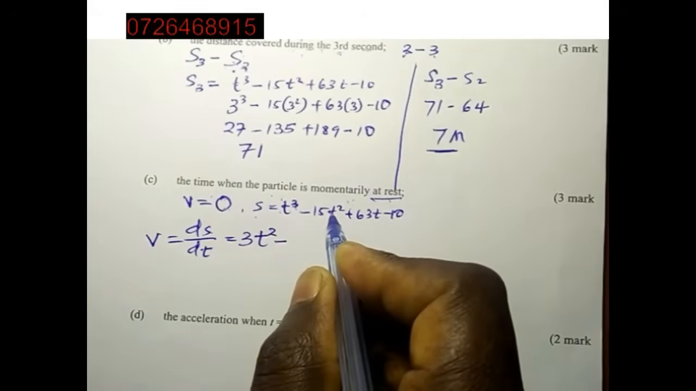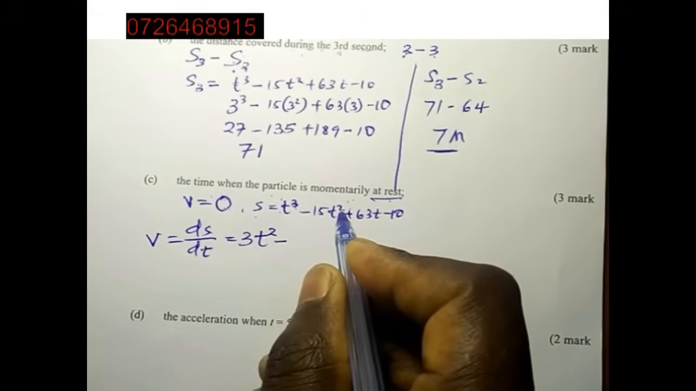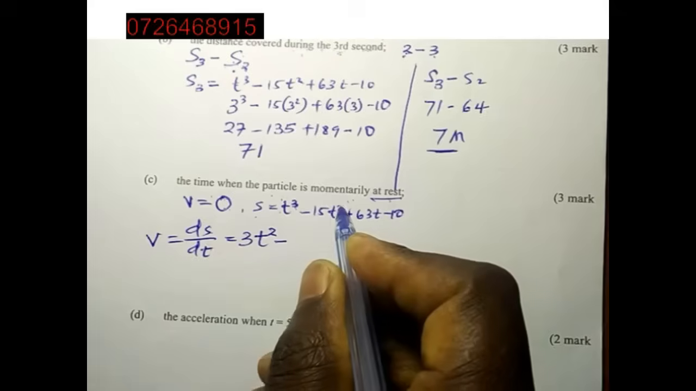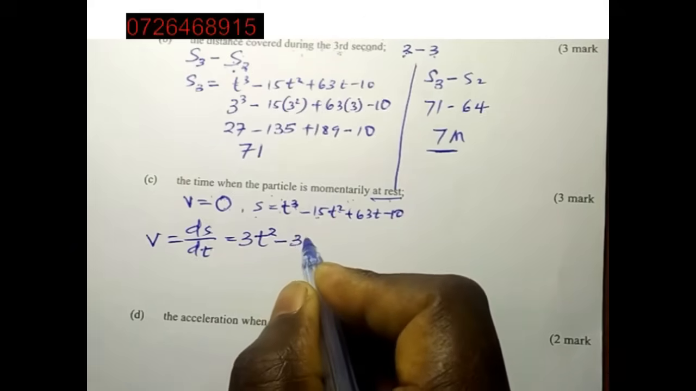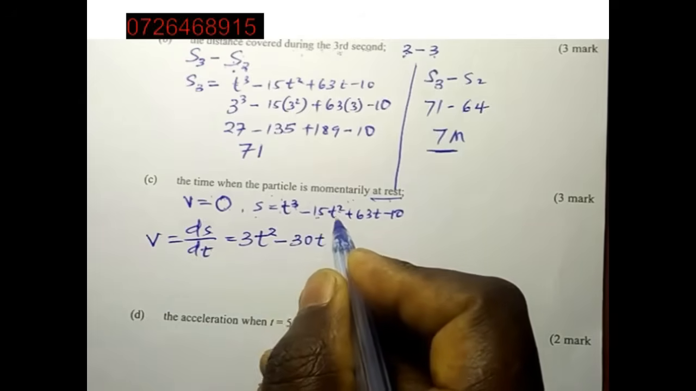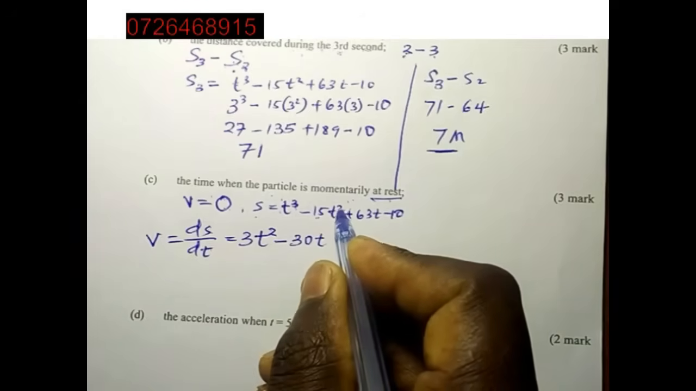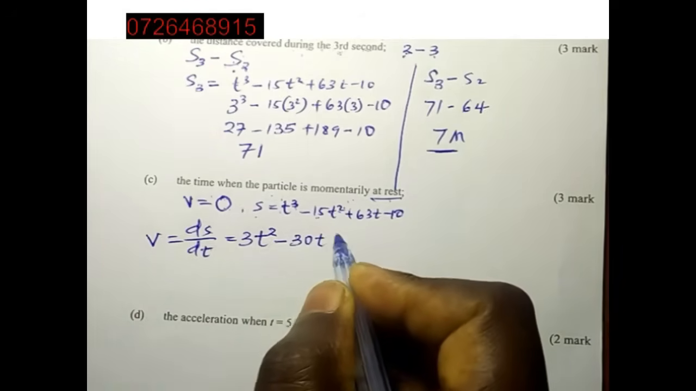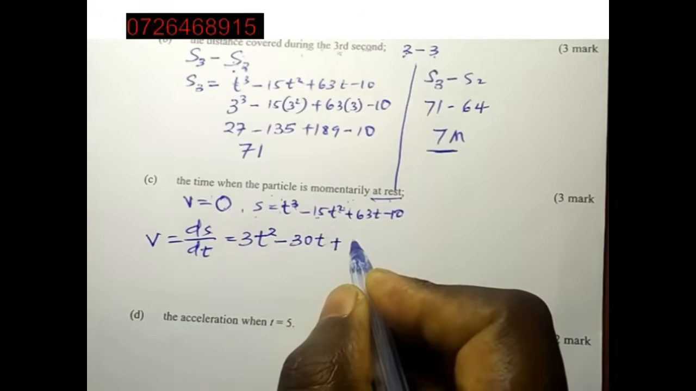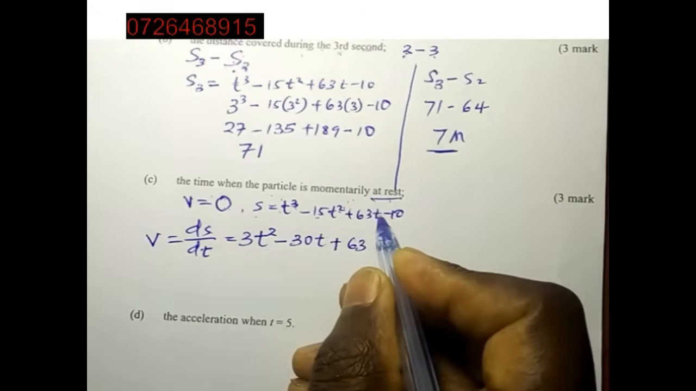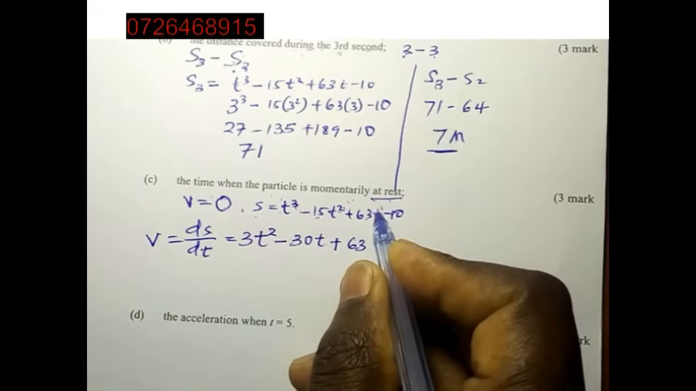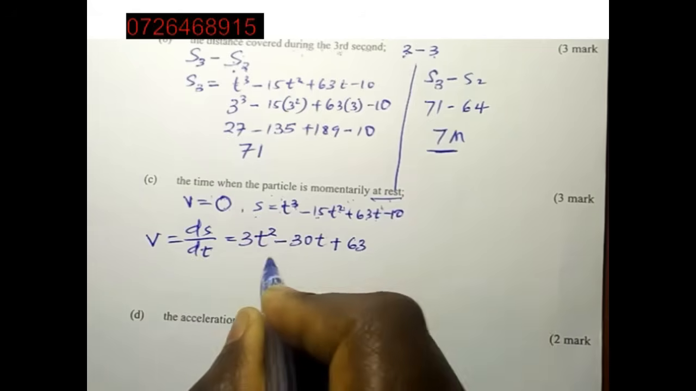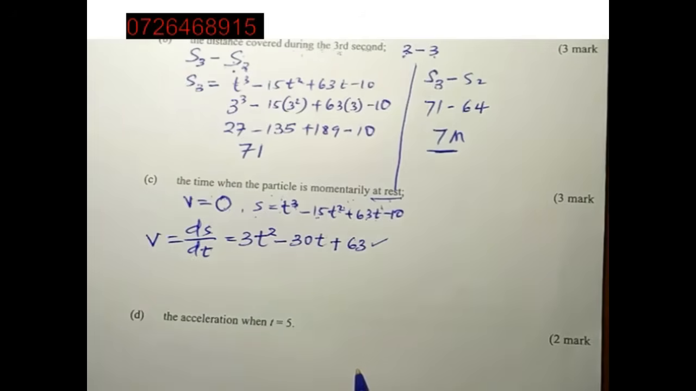The t of the second term is raised to power 2. So this 2 comes to the front, 2 times negative 15 is negative 30. Then we remain with t. t was raised to power 2 minus 1, so it remains t to power 1, so there is nothing to write. Plus 63 has t to power 1. 1 times 63 is 63. 1 minus 1 is 0, so we leave it. So this is the function of velocity.